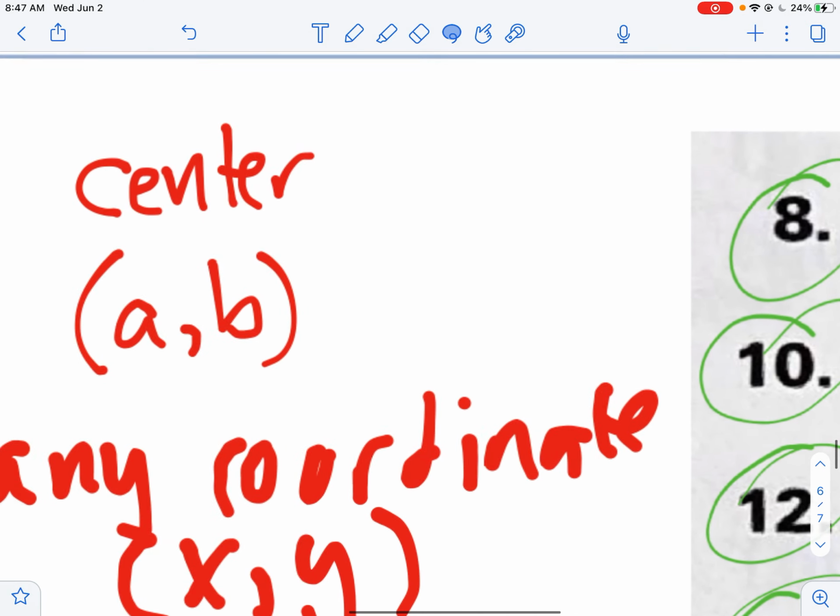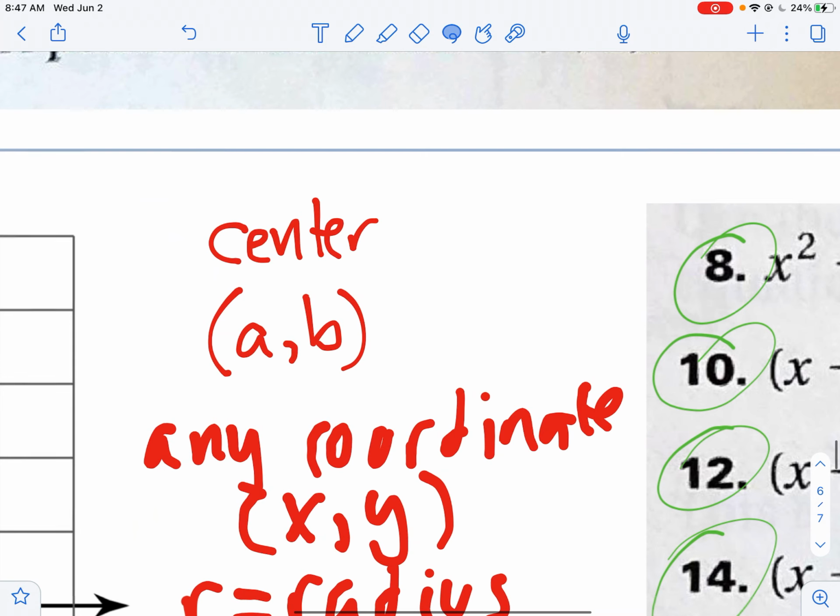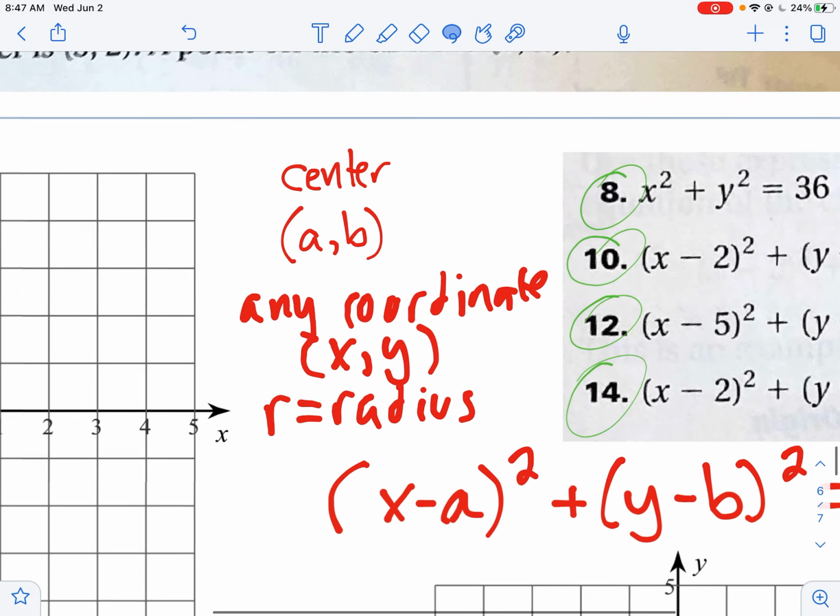Now the center of your circle is going to be represented by (a, b). That's just an ordered pair. Typically you see that as (x, y), but you'll see that you have other x's and y's going on here, which is why we use this particular label of (a, b). And that just tells you where the center of your circle is.